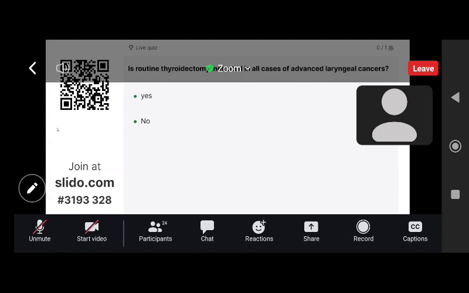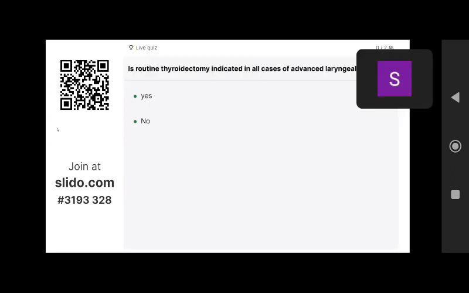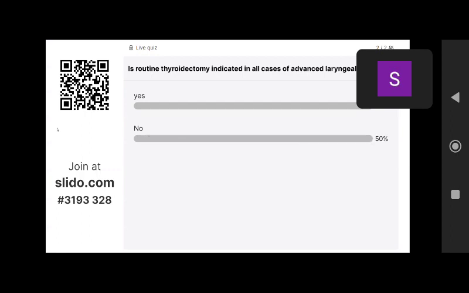So the question is, is routine thyroidectomy indicated in all cases of advanced laryngeal cancers? So what is your opinion? Will you do it for all cases or for selected cases? Okay, I think I have to move on. So I think there are 50-50 answers. So I will just come with evidence.